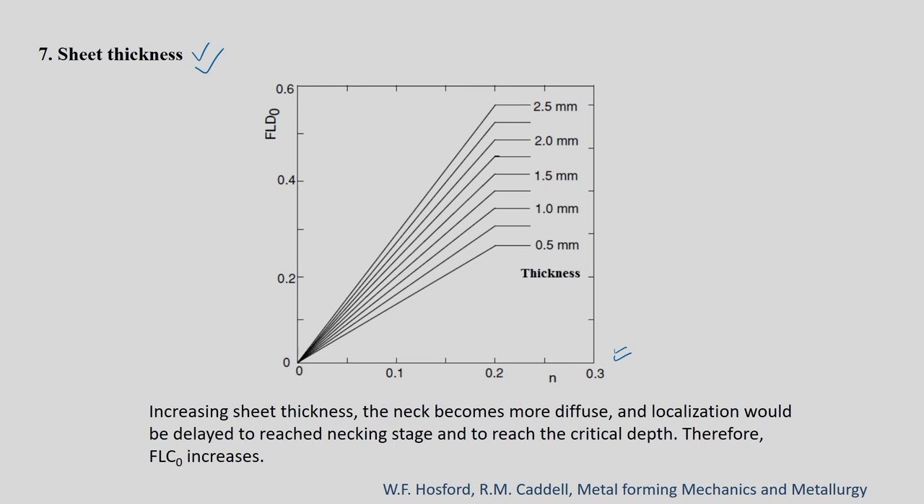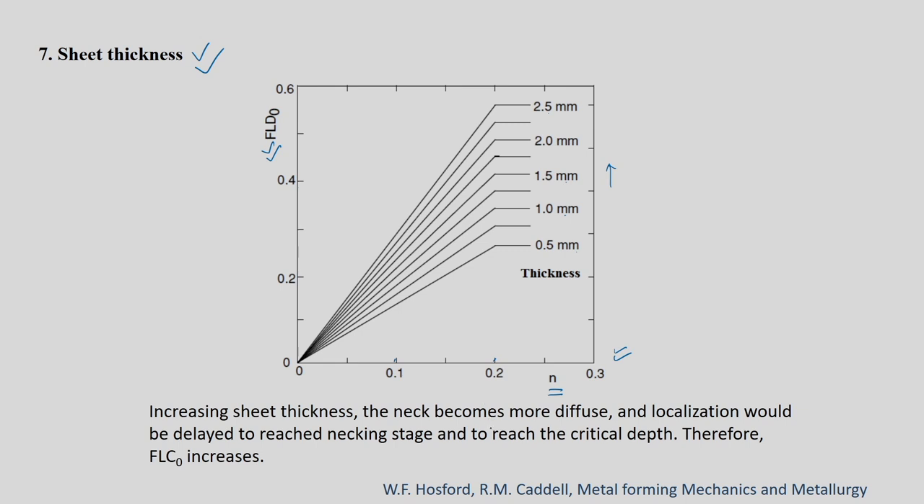You can see that, of course, there is some data also available for you, we can check it. The x axis is N, the strain hardening exponent. This diagram is drawn not only for thickness but also for N. The y axis is as usual our FLD0, and thickness has been found to increase in this fashion. You will see 0.5 mm, 1 mm, 1.5, 2, 2.5. It means that other than N and thickness, all other properties of the material are kept constant or assumed not going to vary.